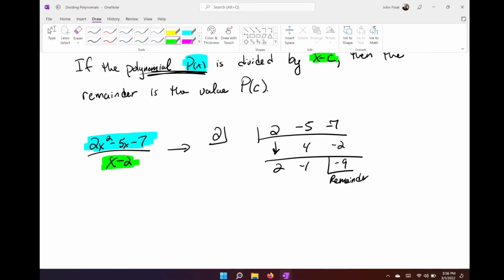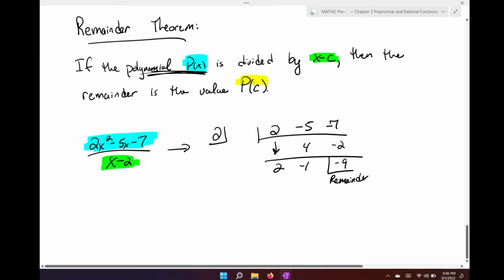Then the remainder is going to be the value of p of c. So ideally, the remainder should be negative 9. So watch what happens here.